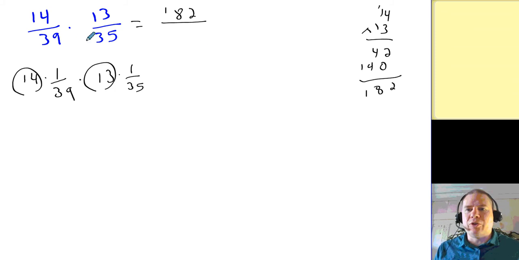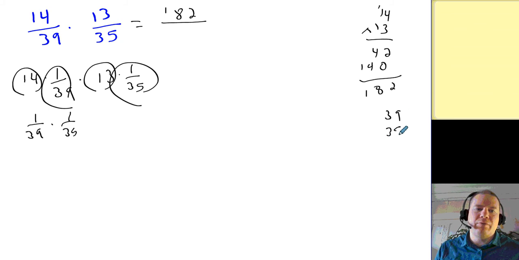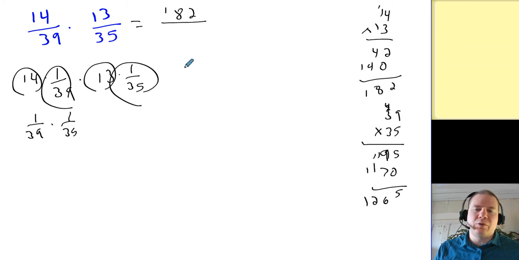And then associate 39 with 35. Right? Well, 39 times 35. Definitely not getting that in my head. 5 times 9 is 45. 3 times 9, 27. 27 plus 4 is 31... 9, 10, 11. 1265.